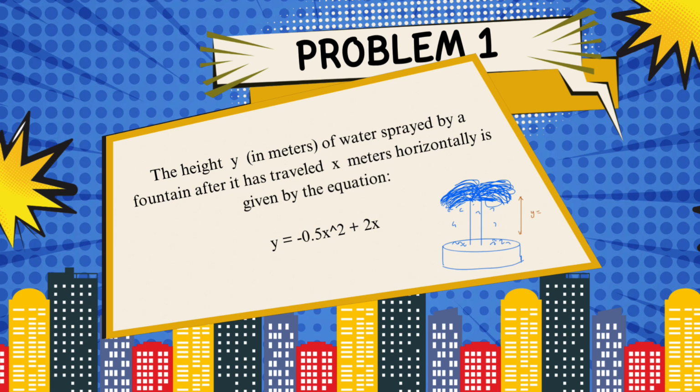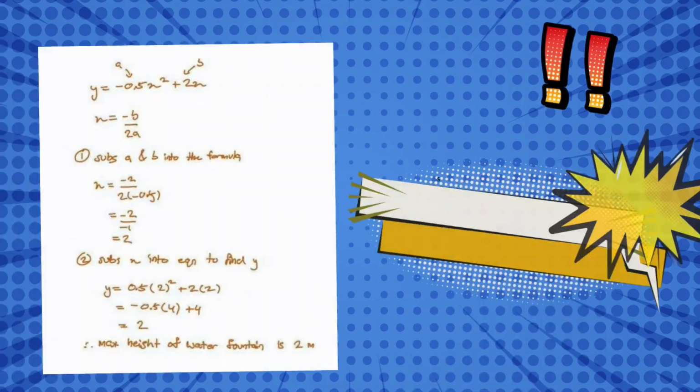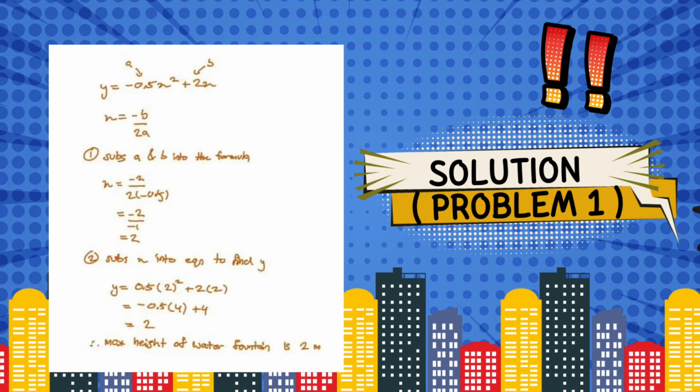Problem 1. The height y in meters of water spray by a fountain after it has traveled x meters horizontally is given by the equation y equals negative 0.5x squared plus 2x. For the solution, we take the equation y equals negative 0.5x squared plus 2x and we identify which one is a and b. As you can see, negative 0.5 is a, meanwhile 2 is b.